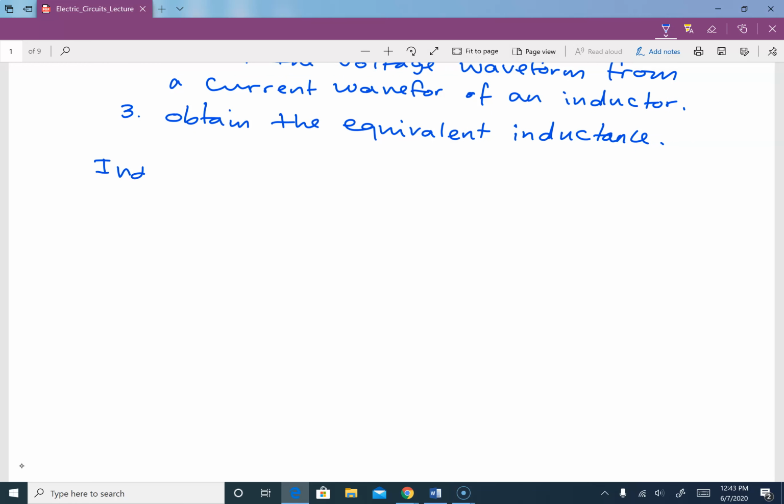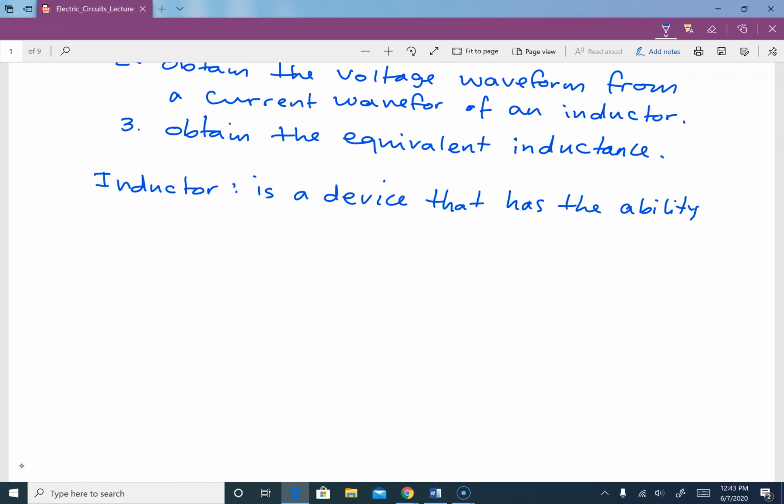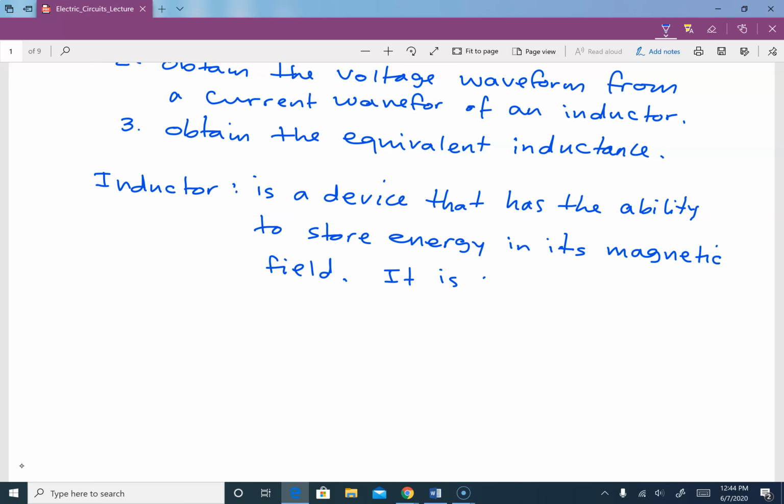So first, what we mean by inductor. Inductor is defined as a device that has the ability to store energy in its magnetic field. And it is usually a coil of wire.